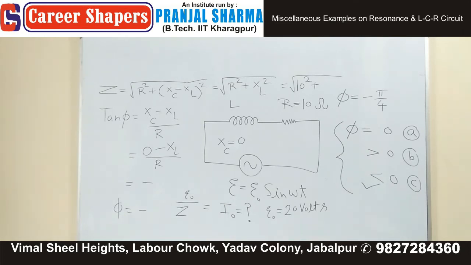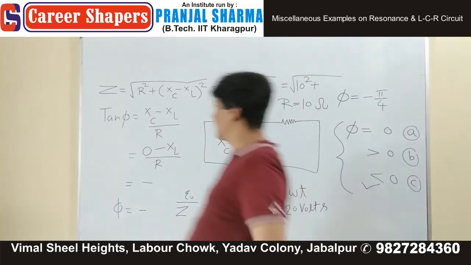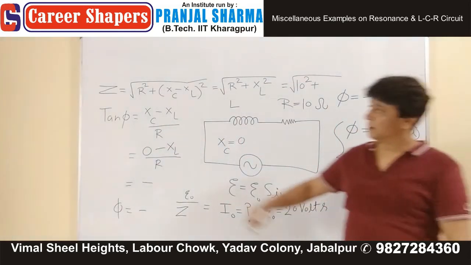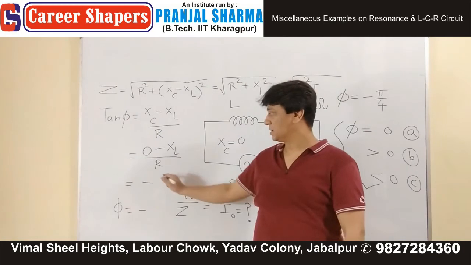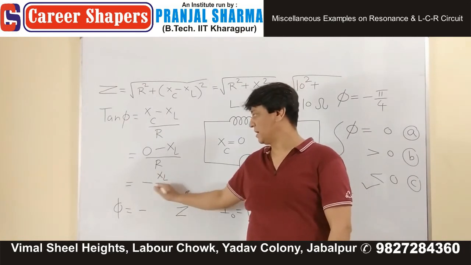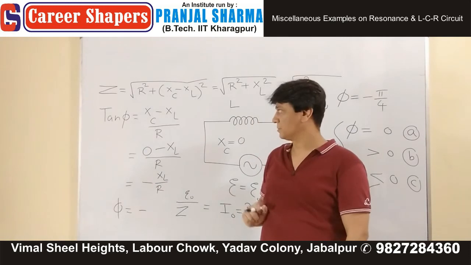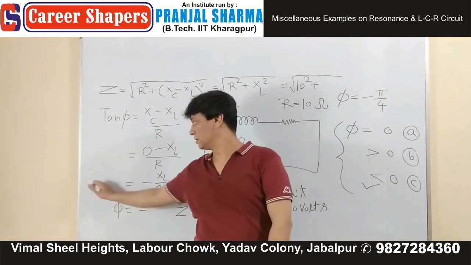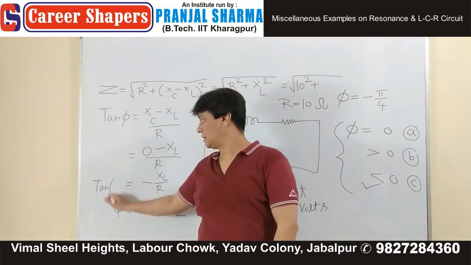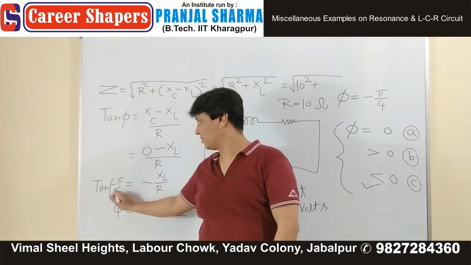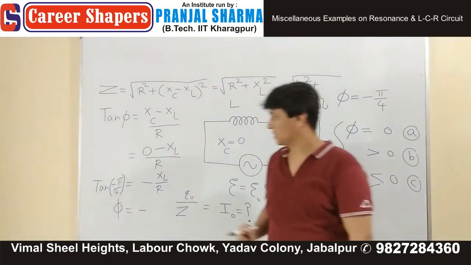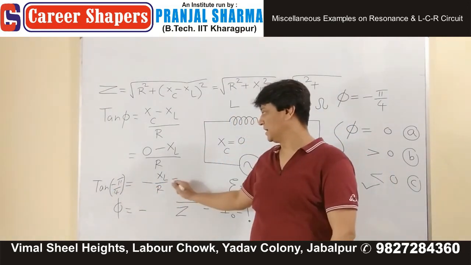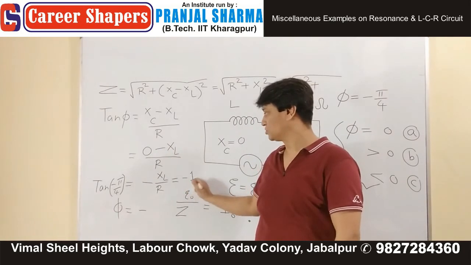But only one person has answered and his answer is correct. What is tan phi? Tan phi is minus of XL divided by R. But what is phi? Minus pi by 4. Tan of minus pi by 4. Now you are supposed to know that if this is negative, then tan minus pi by 4 is minus of 1.